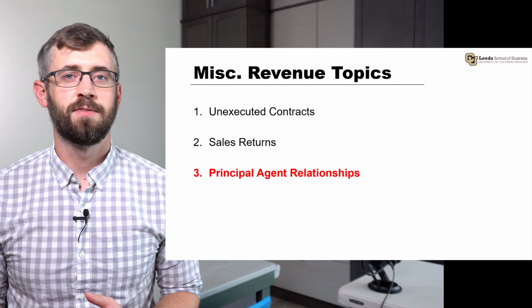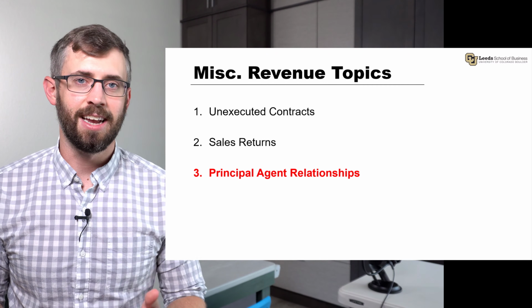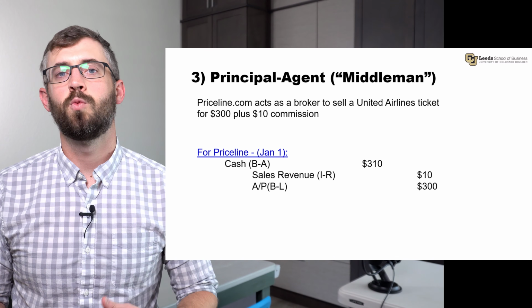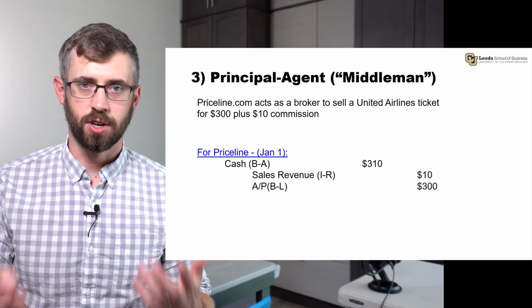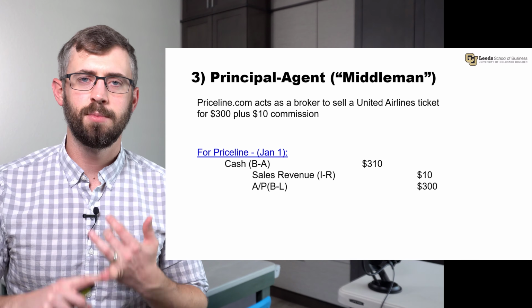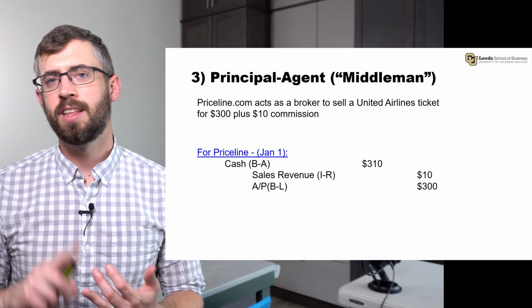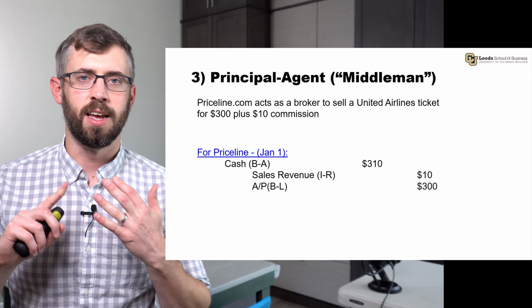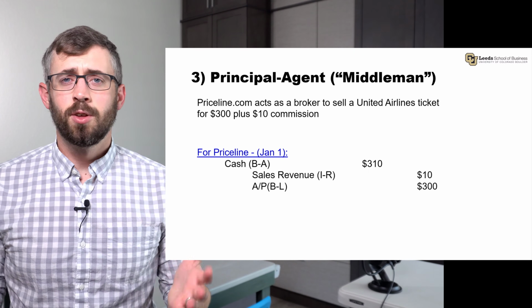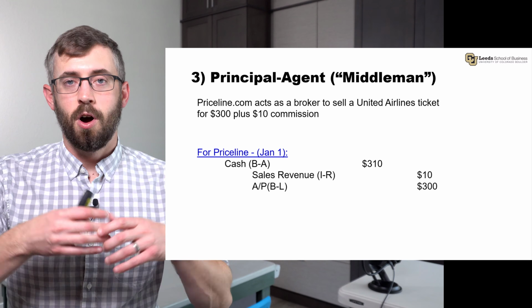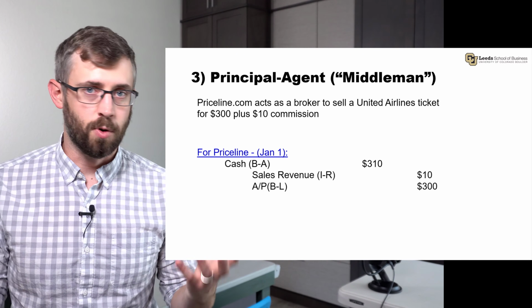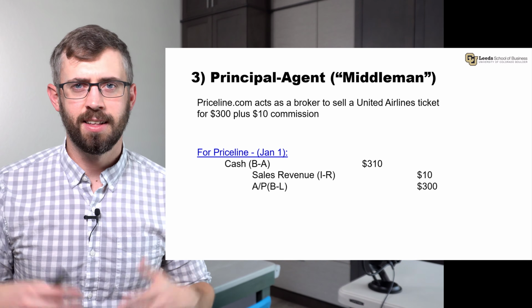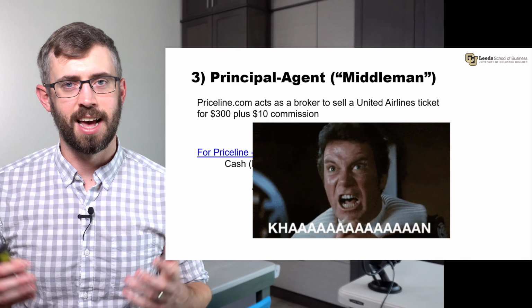And then the last topic for this video is going to be a principal-agent relationship. And this is when you allow somebody else to sell your goods. It oftentimes deals with consignments, but there can be principal-agent relationships in other scenarios as well. And so let's think about booking airline tickets, right? There are all sorts of websites that sell airline tickets for the airlines. And one example would be something like Priceline, right? I think that's what William Shatner used to advertise for, if you guys remember that.